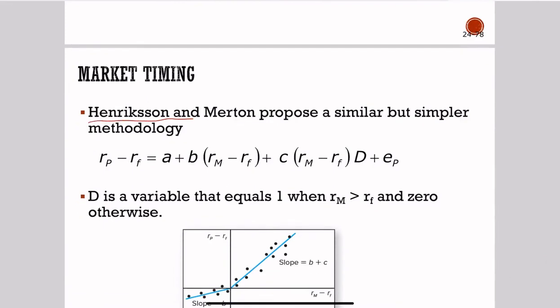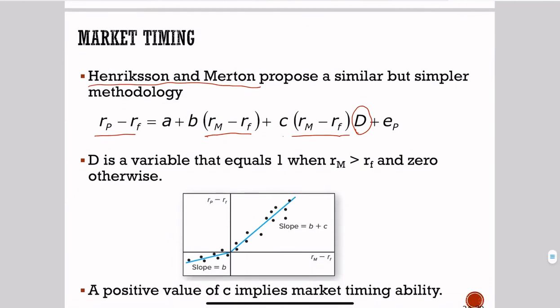These two people proposed a very similar but slightly simpler methodology. Again, you regress the excess return of the portfolio with respect to the excess return of the market. However, now you're not having this squared term. Instead, you have this D here. D is a variable which is 1 if the market return is larger than the risk-free rate, and if the market return is smaller than the risk-free rate, then D is just 0.